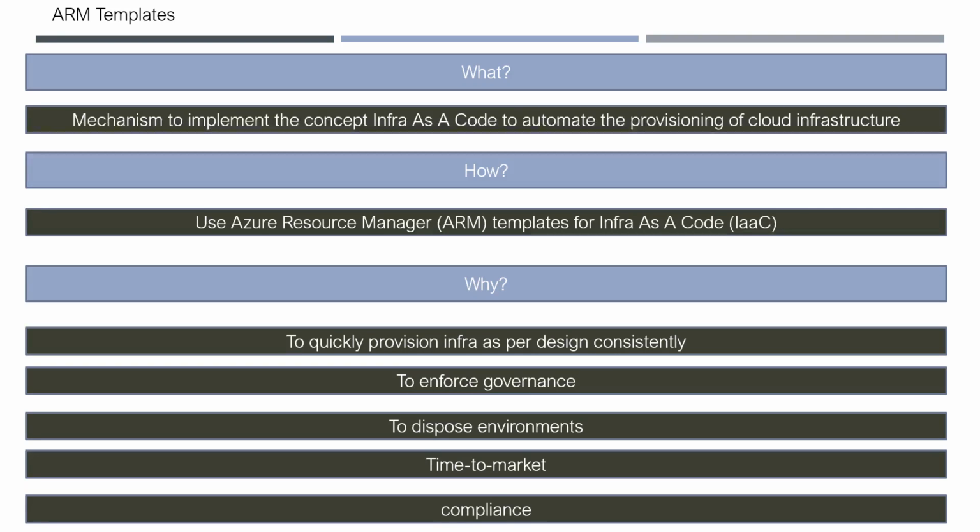The other advantage is governance. If people are creating machines or any other resource manually, they may need to give only 8 GB RAM, but by mistake they may give 16 GB RAM.